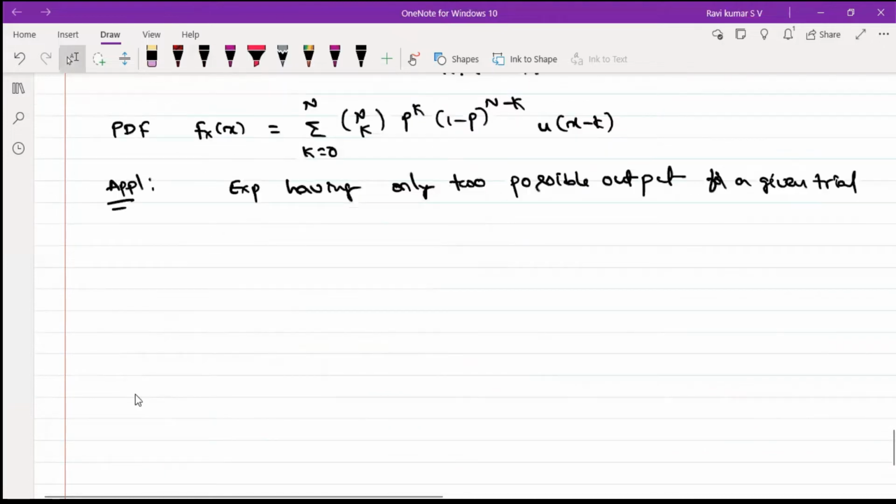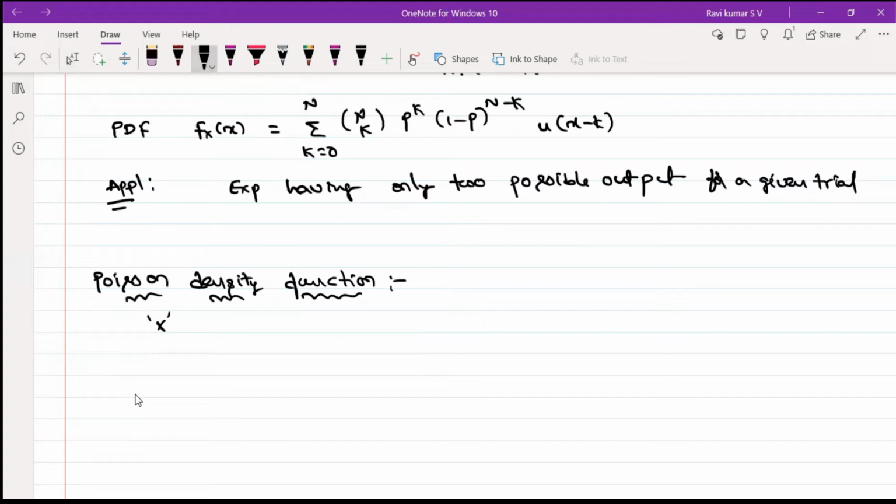The next one is the Poisson density function. This is also a very important density function and we have very nice applications. Now if I have one discrete random variable x, for this discrete random variable the Poisson density function is represented as f_X(x) = e^(−b) sum from k = 0 to infinity of b^k / k! δ(x − k). Here b is always greater than 0, a real constant.